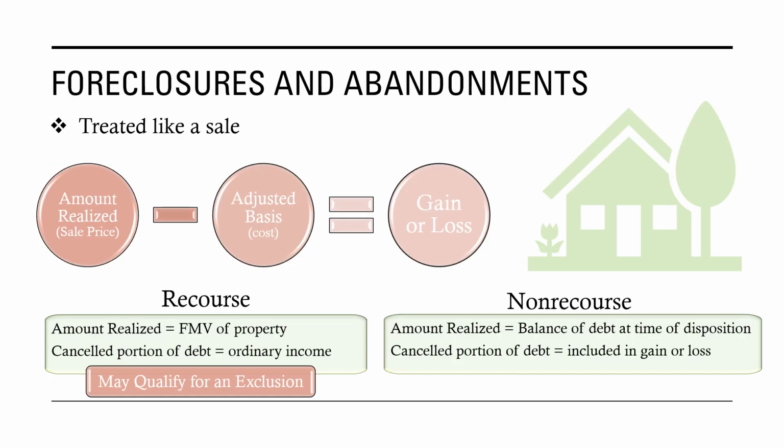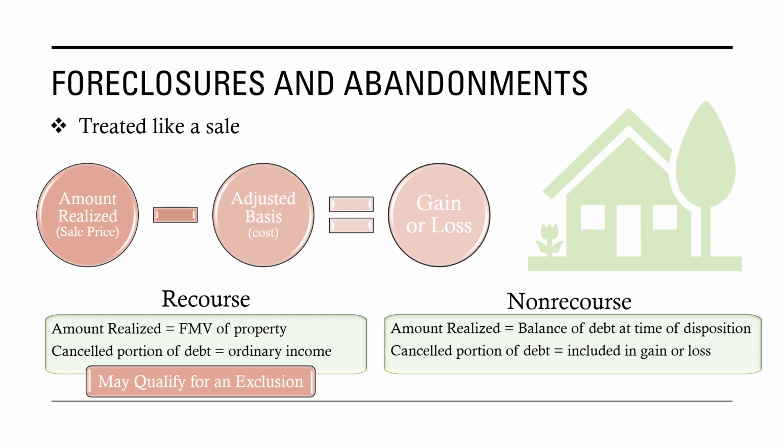So let's start with foreclosures and abandonments. Again, we're pairing these together because we're going to treat them similarly for tax purposes. These both get treated like a sale. We're going to discuss a little bit more about this in our next lesson on capital gains and losses, so this is just a really brief introduction to the idea.